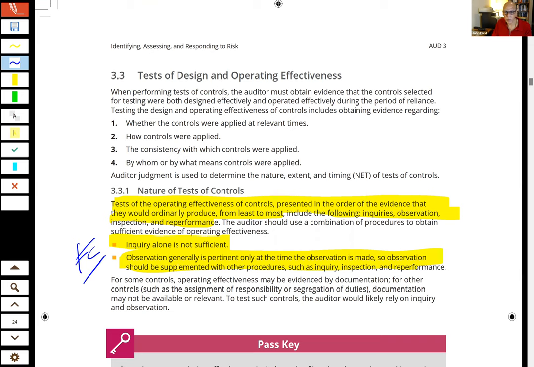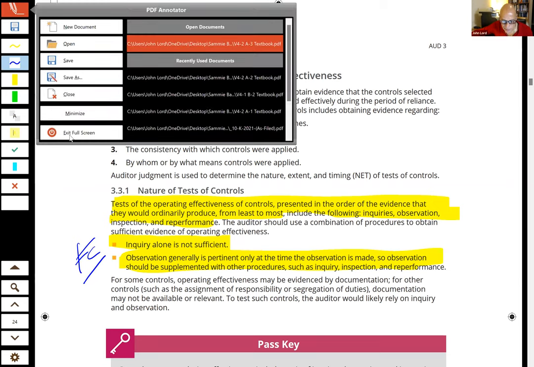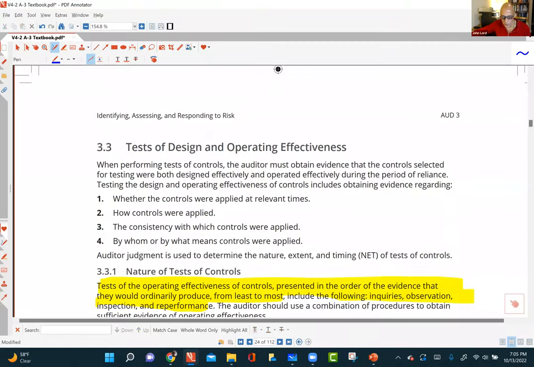Now you're getting a real feel, a direct personal knowledge as to how that control is working, and that is going to be the best evidence that you can have as to how effective you think that control is. But you would need to combine it with some of these other things like the inspection, the observation. Inquiry is probably how we obtain the understanding, but inquiry alone is not sufficient to give us a lower assessed level of control risk.